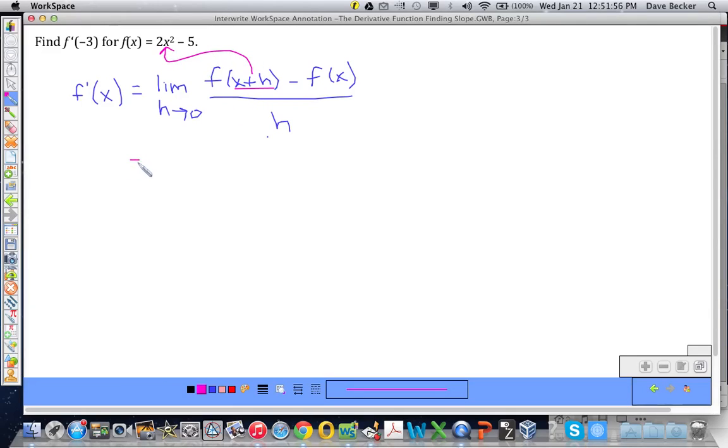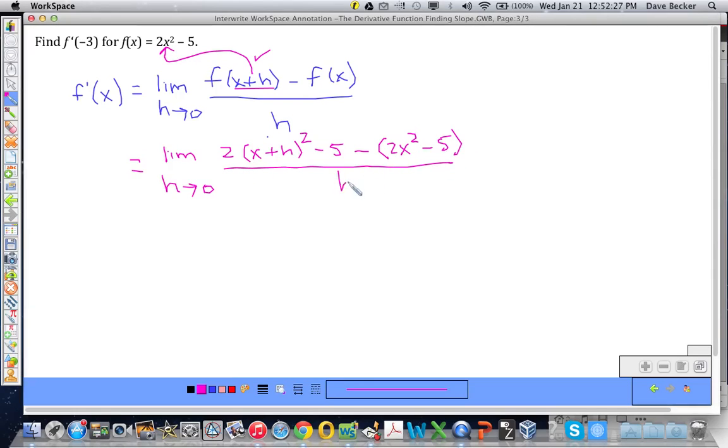So this will equal the limit as h approaches 0 of 2 times, replacing x with x plus h, that becomes x plus h squared. And don't forget the minus 5. That's part of the function. Okay, so I've taken care of this. Now I'm going to subtract the original function, and since there are two terms, I need to use parentheses, so I remember to distribute the negative through the parentheses, all over h.